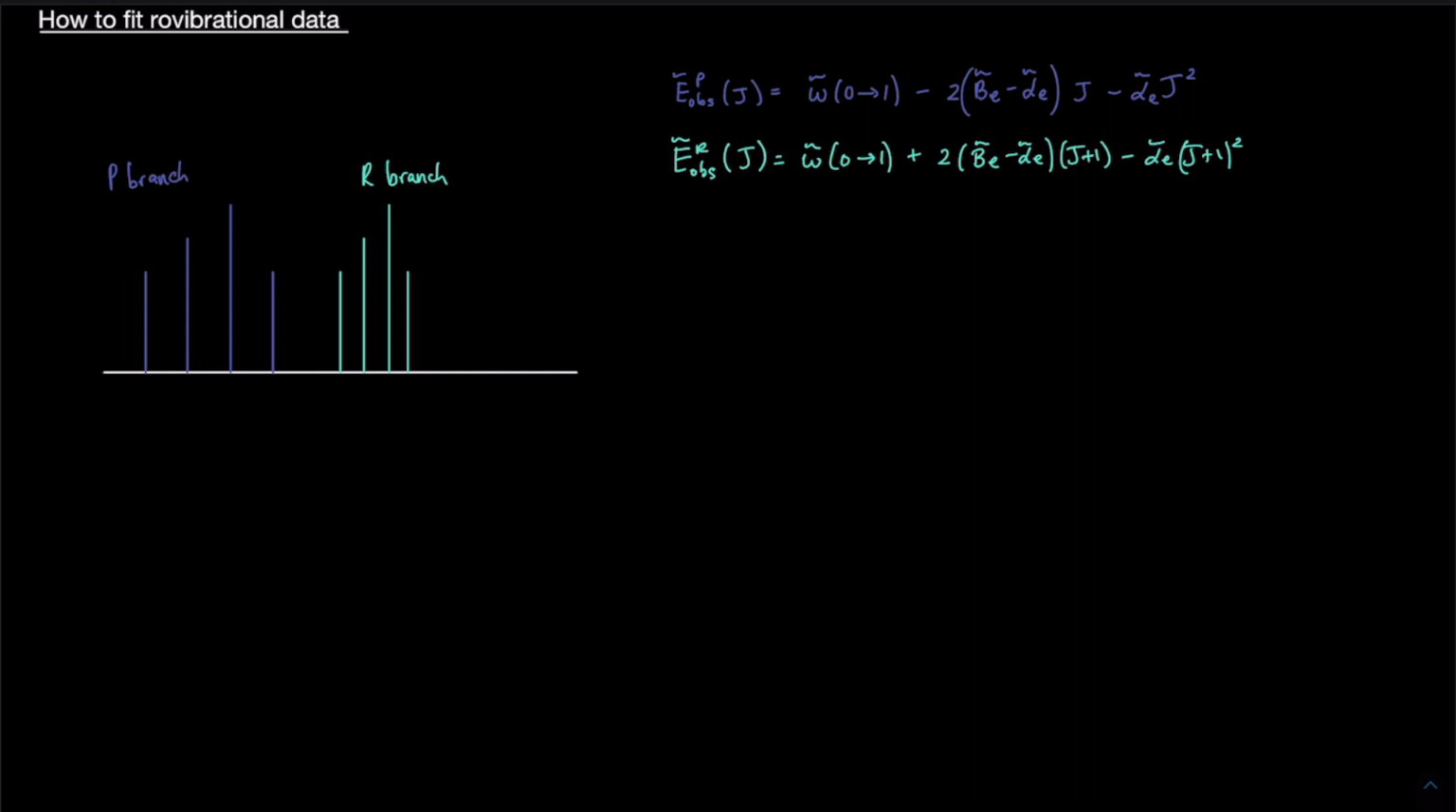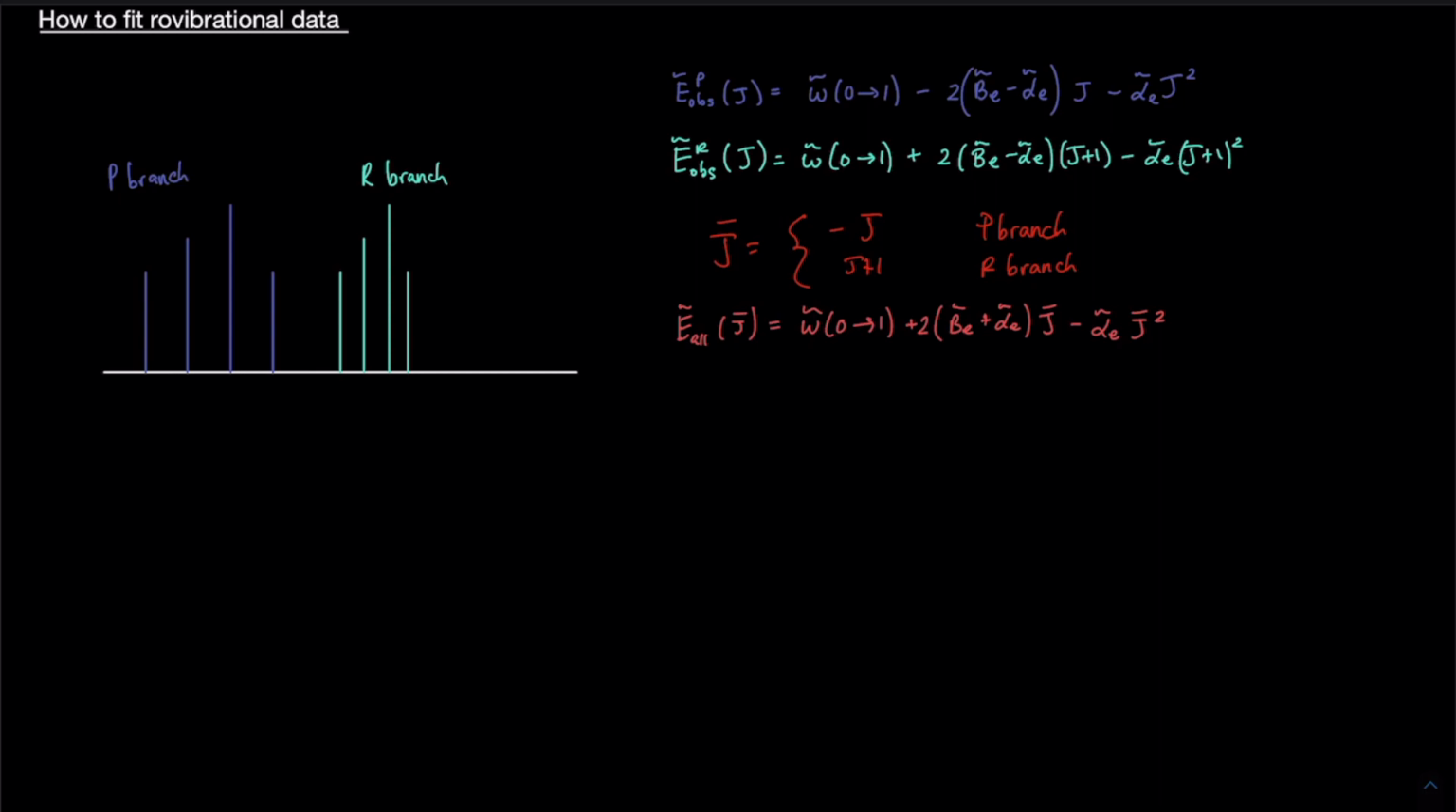It's a little annoying though because these are two separate equations, not just one equation. So first we've got to combine the two by writing them into the same equation, and we can do that by defining a new variable called J bar. We're going to set J bar equal to minus J when we're in the P branch, and equal to J plus 1 when we're in the R branch.